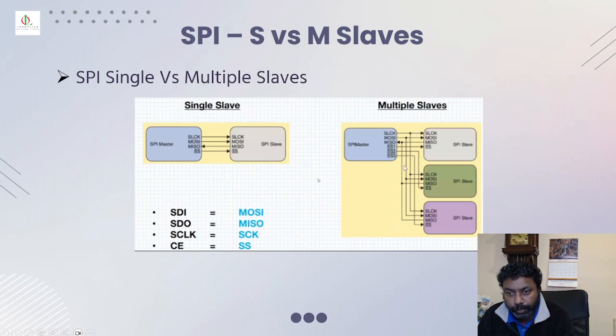The clock is connected commonly, MOSI is connected to the slave MOSI, and MISO is connected to the MISO. You will have separate chip select lines, and everything is independent. Every slave has to be controlled and connected to its own chip select line. So this is how it's connected.